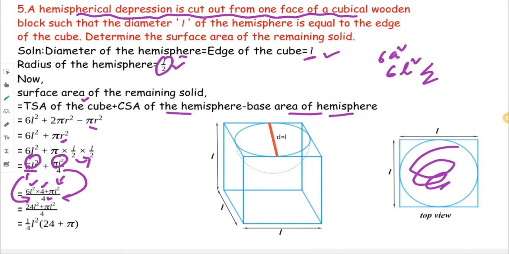So once we have written that down, 6 4s are 24, I'm going to have 24L squared, and then plus pi L squared, right? So from here I'm going to take out 1 by 4, and you can see that L squared is common, so I've taken it out. Then what will be left inside here? 24 plus pi, which will be the surface area of the remaining solid.